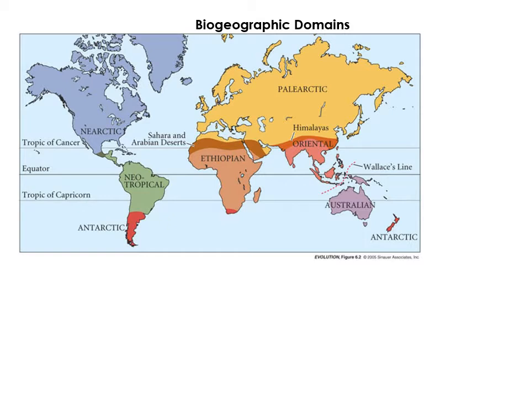And in general, we have these big domains of similar vegetation, right? We have the Palearctic and the Nearctic. So Nearctic, the New World temperate, outside the tropics. Palearctic, Old World, outside the tropics. And then we have a tropical zone, right? So our Neotropical, and we have our Old World tropics, Ethiopian, Oriental, and Australian. And then we have our Antarctic, right?